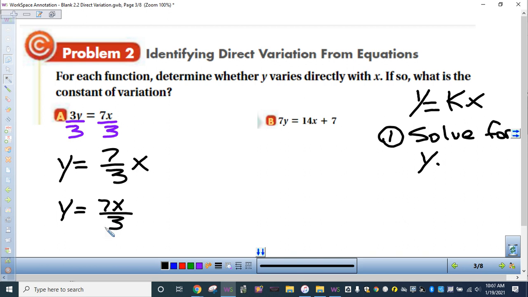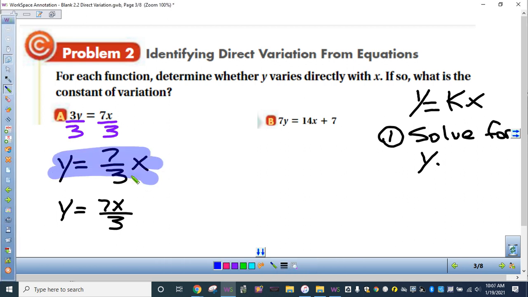To determine whether y goes directly with x, consider last names R through Z. Please come down to your school photos in the auditorium. R through Z.